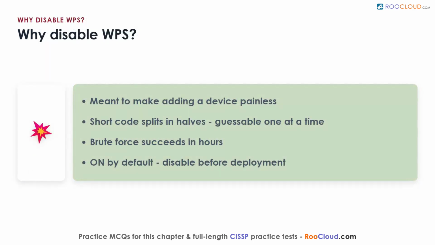Why is Wi-Fi protected setup a liability? Because convenience opened a hole. This feature was meant to make adding a new device painless, auto-connecting and authenticating the first client after you press a button or enter a short code.